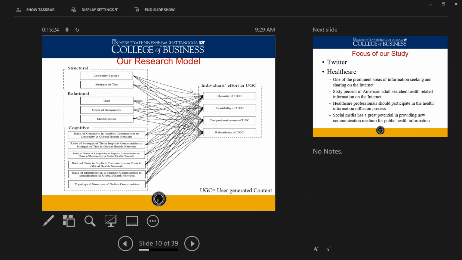And we measure our outcome through the user-generated content. How much user-generated content is developed in the community? In the case of Twitter, it's measured by the number of messages posted, and so on. We measure that by the quantity of the user-generated content, readability, comprehensiveness, and relatedness of the content. So that is not only just the count of the messages, but how good those messages are, how useful those messages are, and so on.